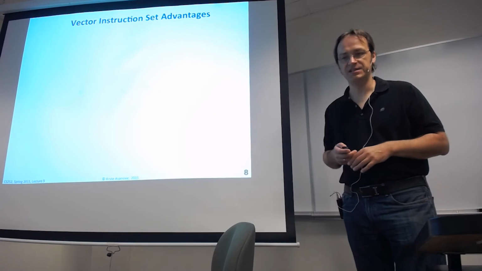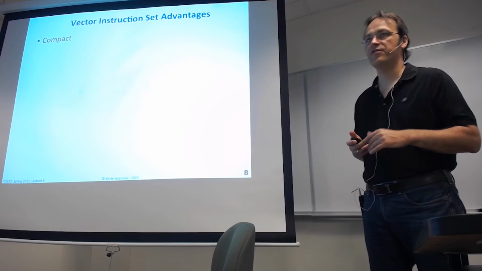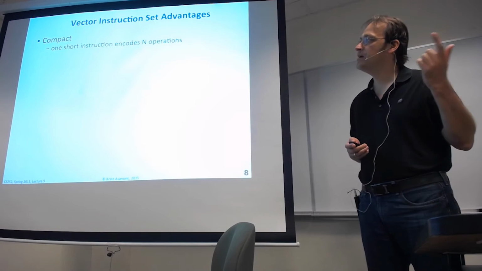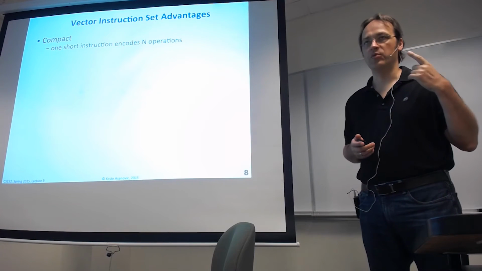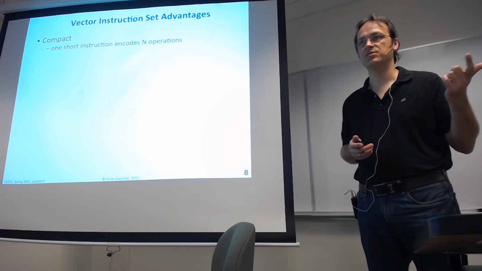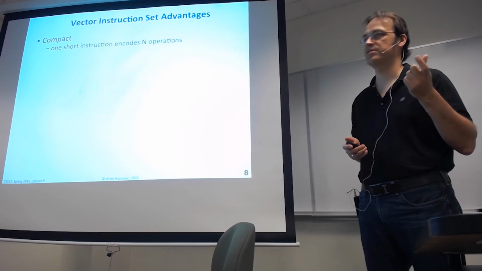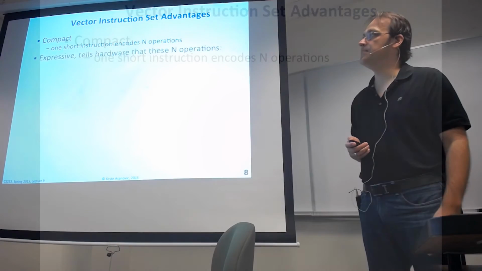Okay, so vector advantages. It's very compact, right? One short instruction encodes a lot of operations. We'll contrast that with the VLIW machines we'll talk about next. But here, a very short instruction can encode a lot of work.